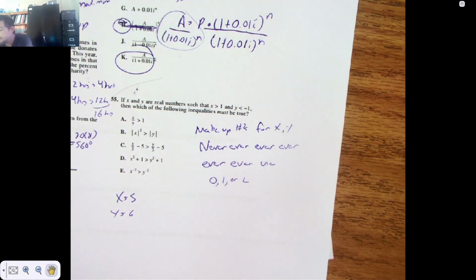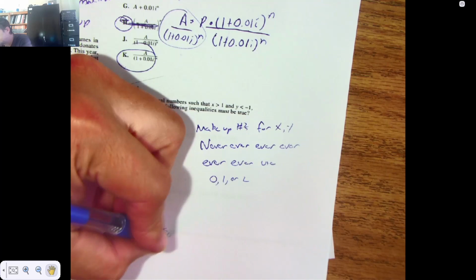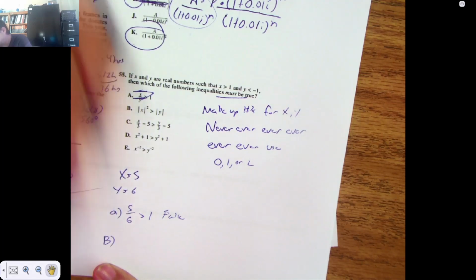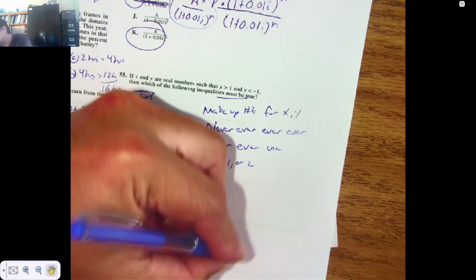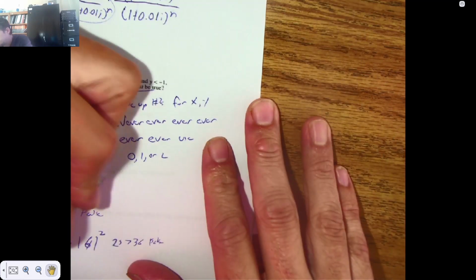All right, and I'm just going to go through the process. A would be 5 over 6. I'm plugging in greater than 1. That's false. It says must be true. B is the absolute value of x, which is 5 squared, greater than the absolute value of y, which I made 6 squared. That's 25 greater than 36. That's false. All right. Moving on to C.